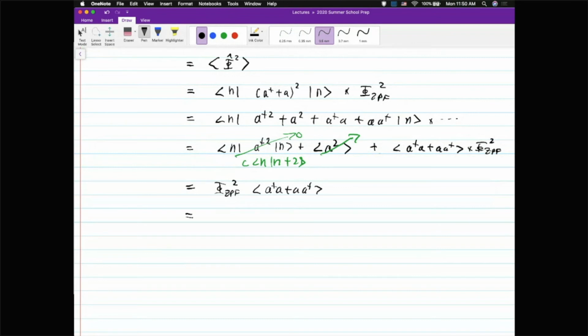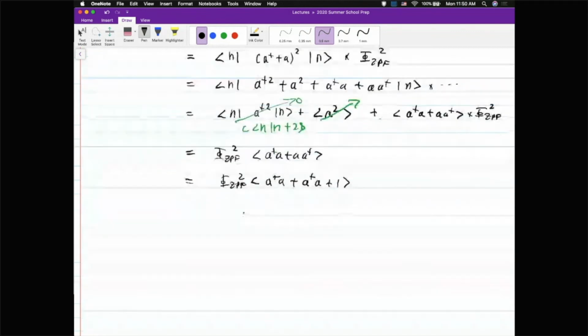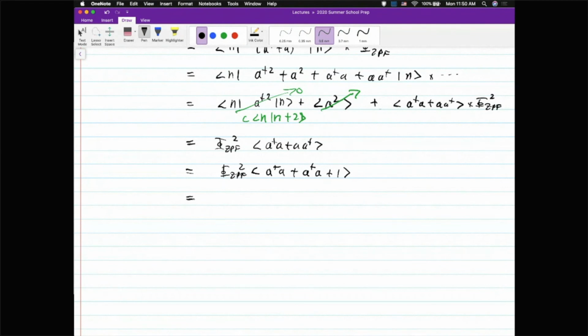which looks just like the Hamiltonian. Earlier we showed that through the commutation relations you can flip this around to write a a dagger as a dagger a plus 1, which then leads you to write out and say that you have 2n plus 1 times phi ZPF squared. And if you remember, this is equal to the expectation value of phi hat squared, or is equal to the variance of the operator phi.